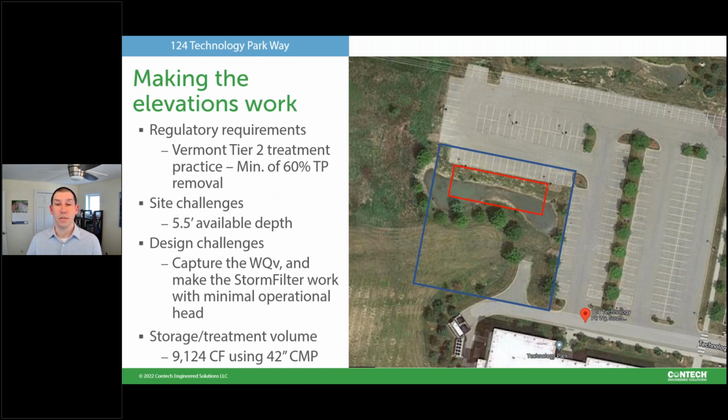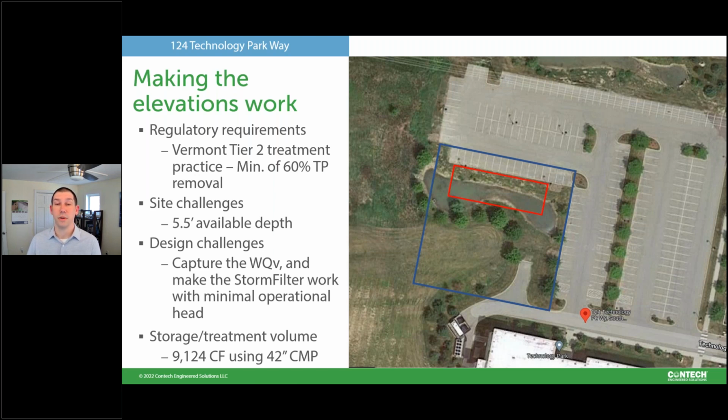And for this particular project, from a regulatory standpoint, the engineer needed to meet what Vermont terms as a tier 2 treatment practice, meaning that in order to redevelop this site, they needed to remove 60% phosphorus. And the site challenge that I mentioned in making the elevation work is that they only had 5.5 feet to work with from what was the proposed finished grade to the outfall.